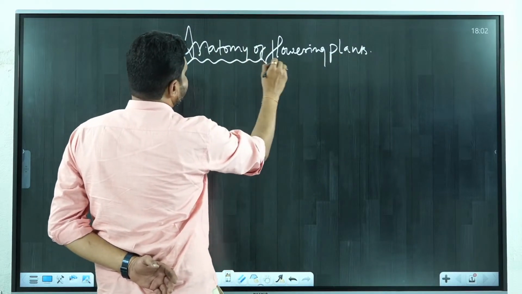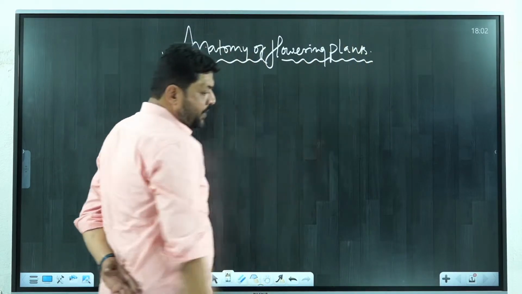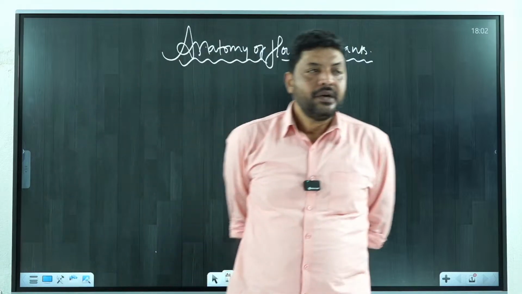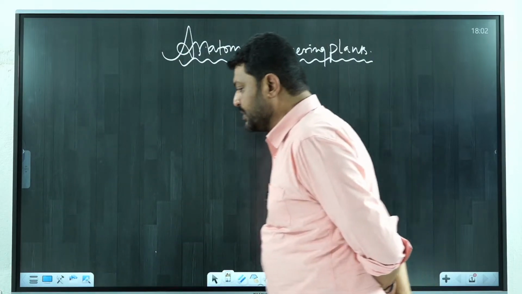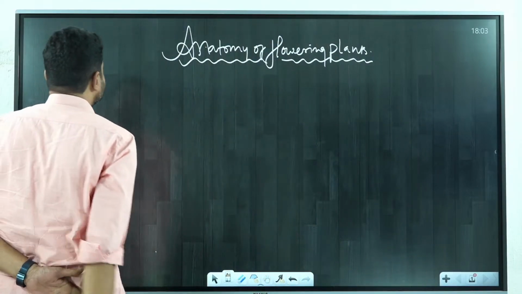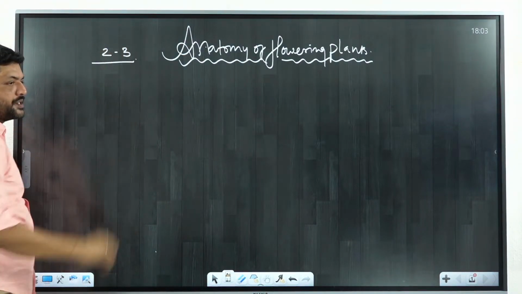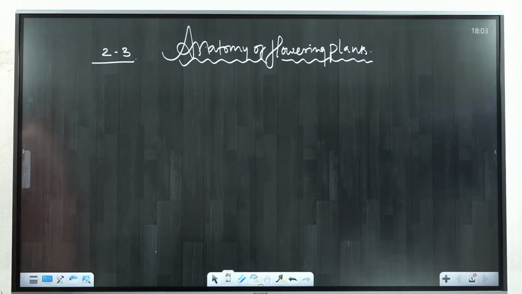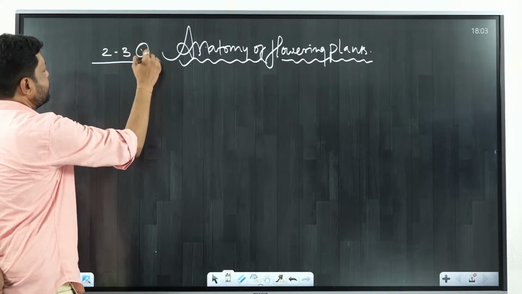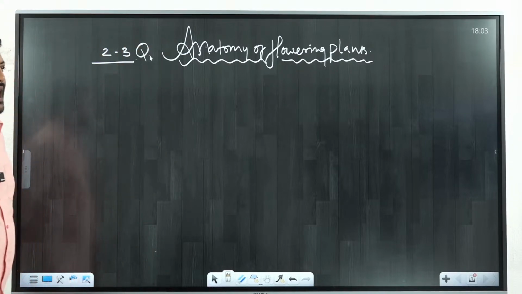So today's session is about anatomy of flowering plants. Before starting this lesson, we should discuss the importance of this lesson. It carries around 2 to 3 questions. Hardly 2 questions; sometimes, very rarely, 3 questions will come. It is a 2 to 3 questions weightage lesson.